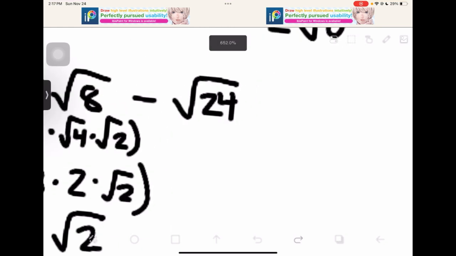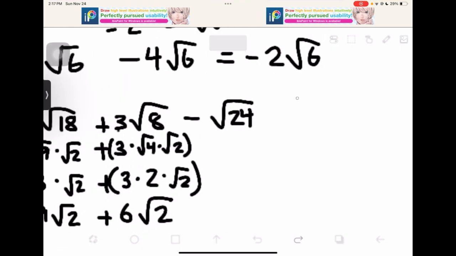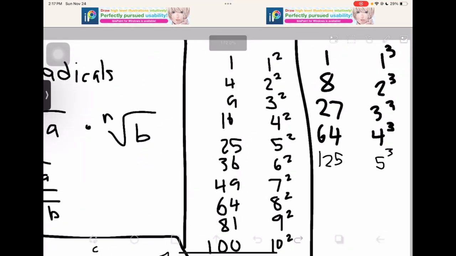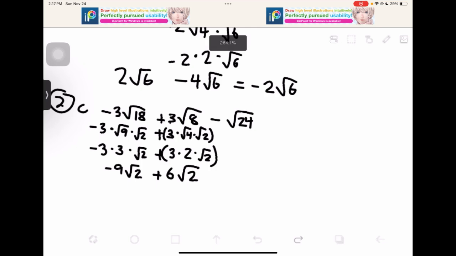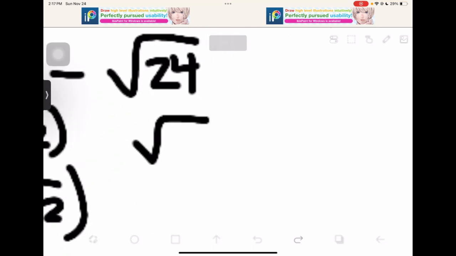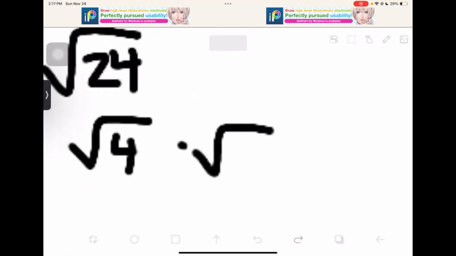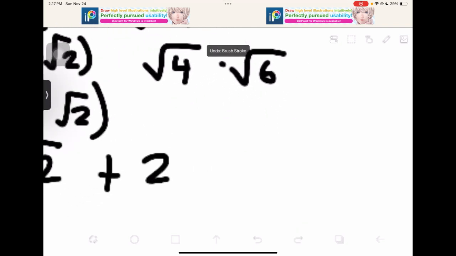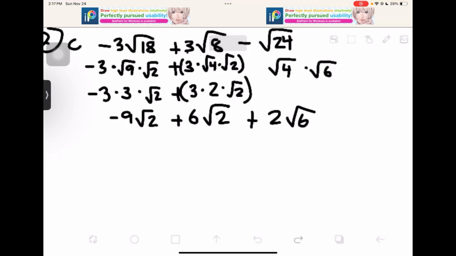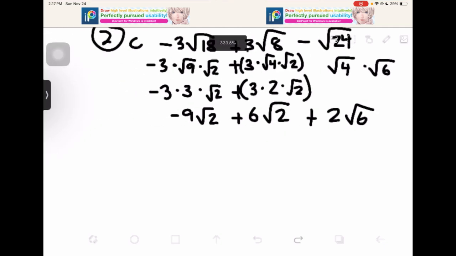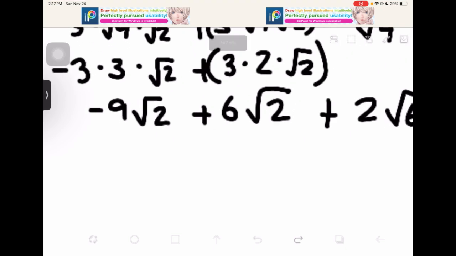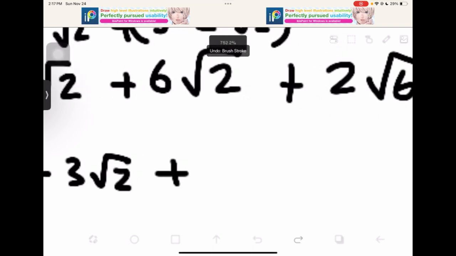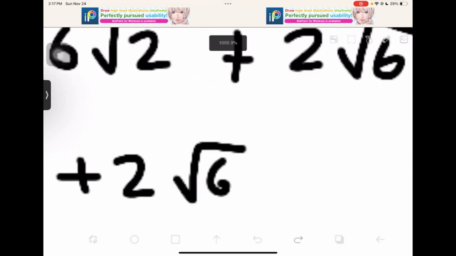Then we're going to simplify square root of 24, which is also divisible by 4. So once again, square root of 4 square root of 6, that's just 2 square root of 6. Now we're just going to simplify that, and so negative 9 plus 6 is negative 3 square root of 2, plus 2 square root of 6. I don't think it can be simplified any further.